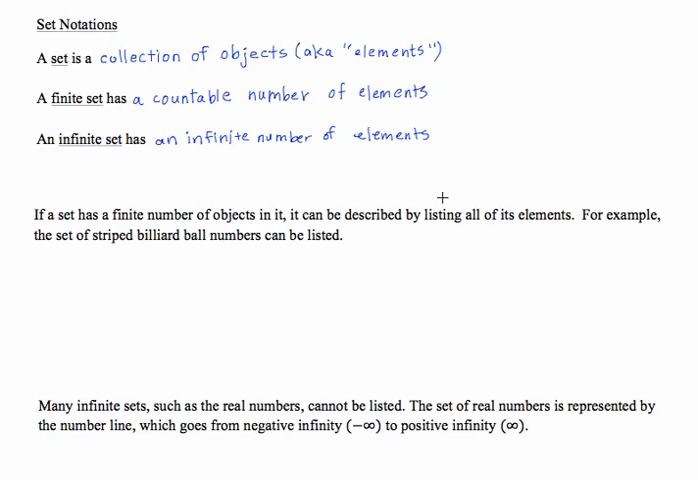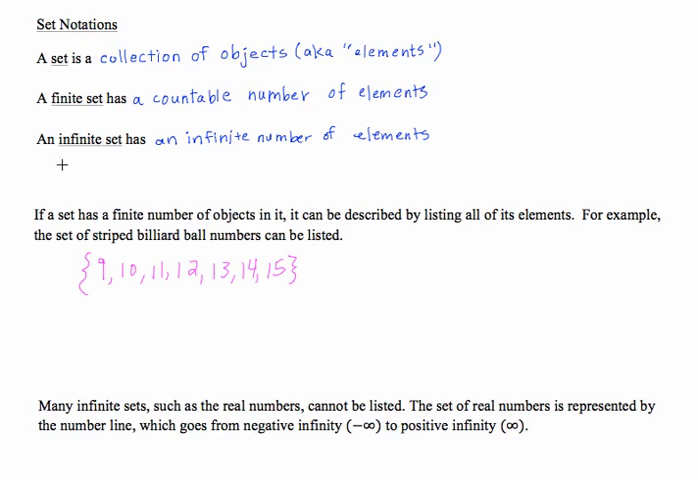So for example, the set of striped billiard balls can be listed. Sets are typically listed in curly braces. So striped billiard balls. Let's see, they start at 9 and go up to 15. So there's the set of striped billiard balls.